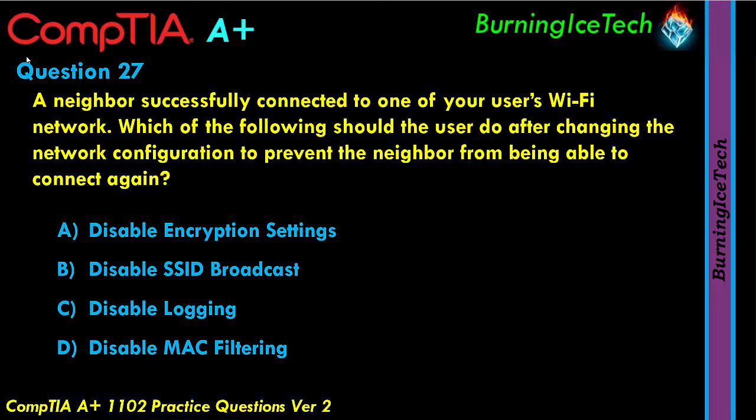Is it A, disable encryption settings? No, that's going to make matters worse, guys. You'll find that most Wi-Fi connections will be using WEP, WPA, WPA2 or WPA3, WPA2 being the most common one. That's actually one of the more secure ones. If you're going to disable that, you're actually reducing the security, not improving it. You're going to make it even easier for the neighbor to get on there. So it's not A. Is it B?